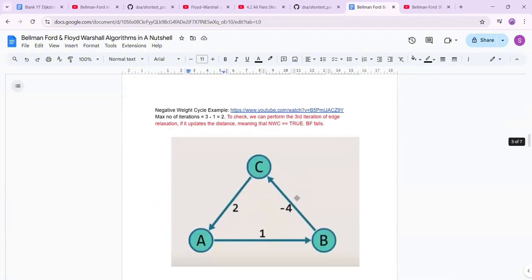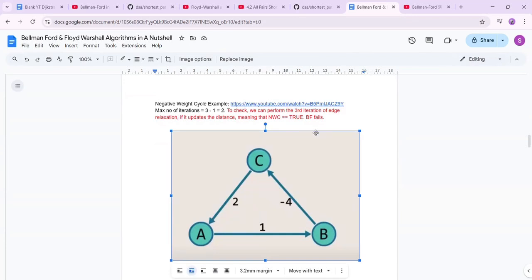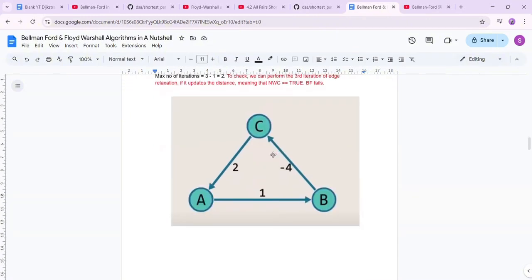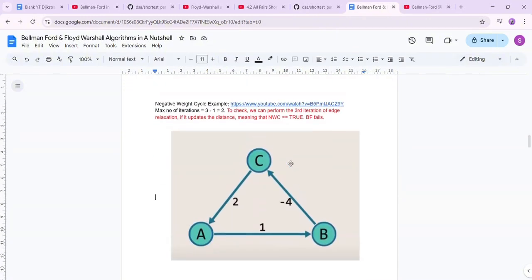And then moving on, I also want to mention negative weight cycles. If you notice, I also extracted this from a video. I'm going to link everything down below. So from this picture, it actually shows that this is a cycle, right? You see the arrow, and we have v number of nodes, so it's 3, and our maximum number of iterations if we were to perform Bellman-Ford would be 2, because v minus 1 is 3 minus 1 is 2.